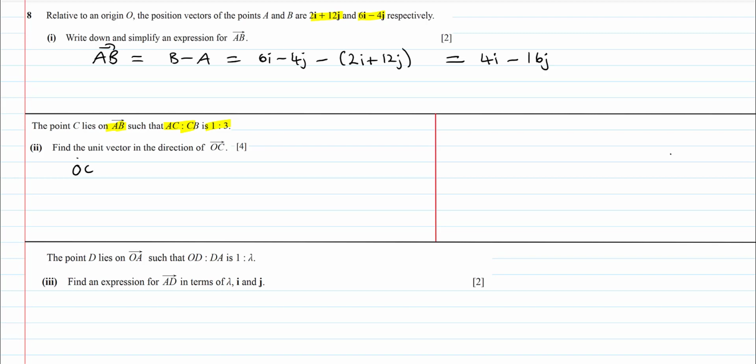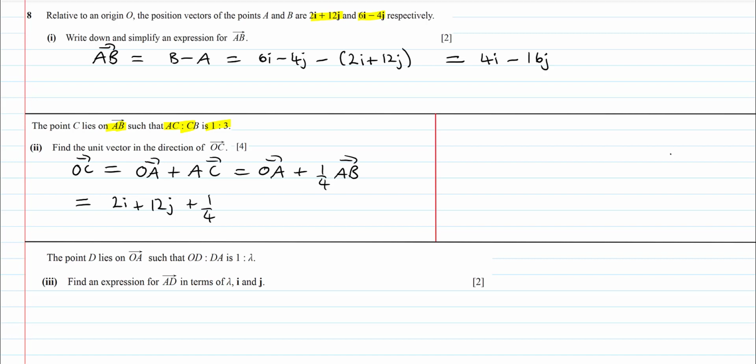So OC is going to equal OA plus AC. That equals OA plus 1/4 of AB. OA is 2i plus 12j, plus 1/4 of AB, which is 4i minus 16j. So that equals 2i plus 1/4 of 4i, which is just i, so we get 3i, and then 12j plus 1/4 of negative 16j, which is negative 4j, so 12j minus 4j is 8j. So we get plus 8j.